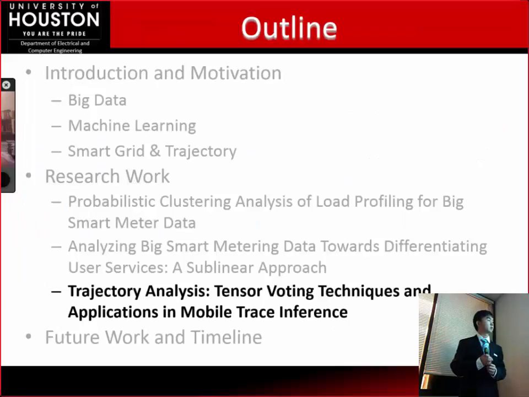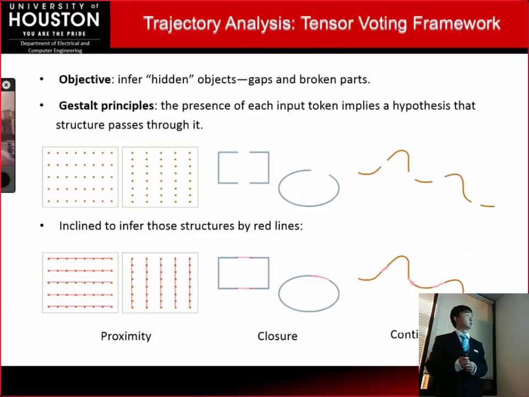And for the third part of my research work, I will describe the trajectory analysis. The trajectory analysis is based on the tensor voting framework. The objective of the tensor voting framework is to infer hidden objects, which are gaps and broken paths, and it is based on the Gestalt principles derived in the psychology domain. It states that the presence of each input token implies a hypothesis that the structure passes through it.